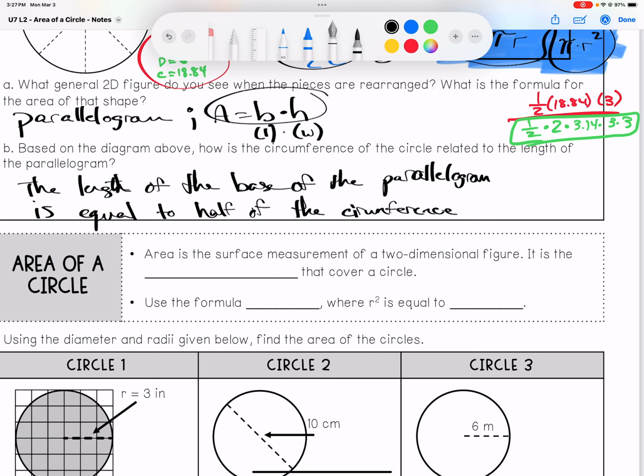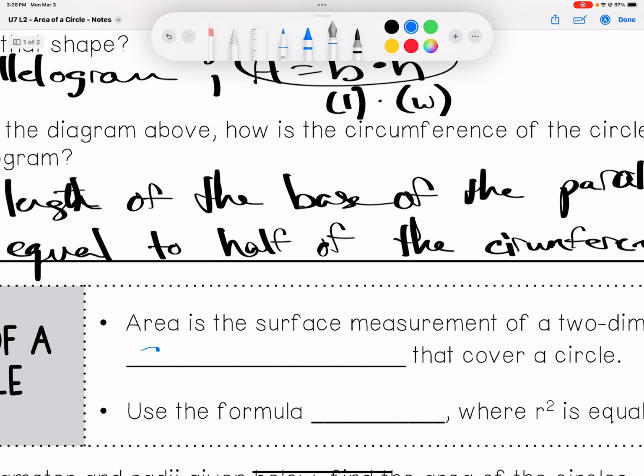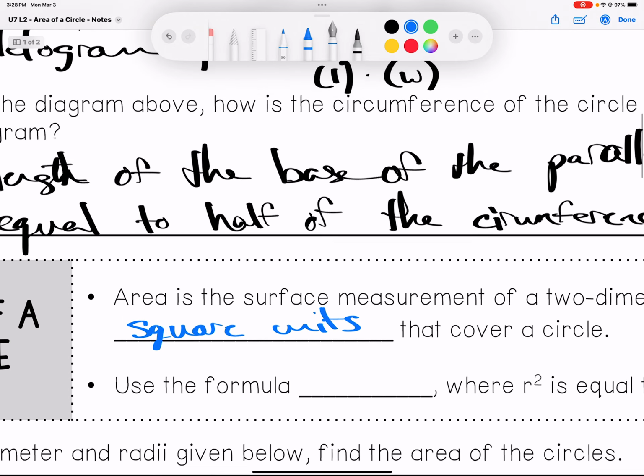Moving down. All right, let's talk about the area of a circle. All right, area is the surface measurement of a 2D figure. So it's like you make a flower bed. How much soil do you need in it? At the top, okay? That's the area. It is the square units that cover a circle.